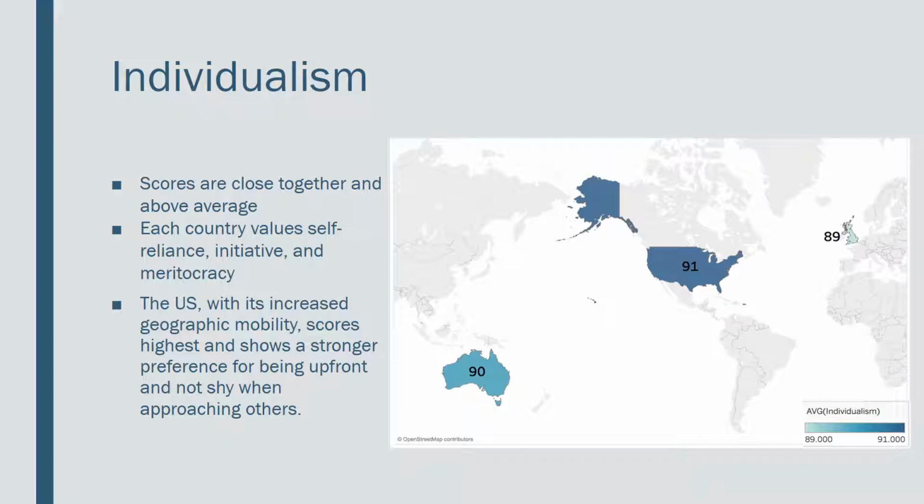Ratings for individualism were high for Australia, the United States, and the United Kingdom. Each country values self-reliance, initiative, and, to a certain degree, meritocracy. The United States shows the highest scores of individualism among the 3 countries, which is reflected in the United States communication styles. Because of the country's higher geographic mobility, Americans are accustomed to doing business or interacting with people they don't know well. Consequently, Americans are typically not shy about approaching their prospective counterparts in order to obtain or seek information.